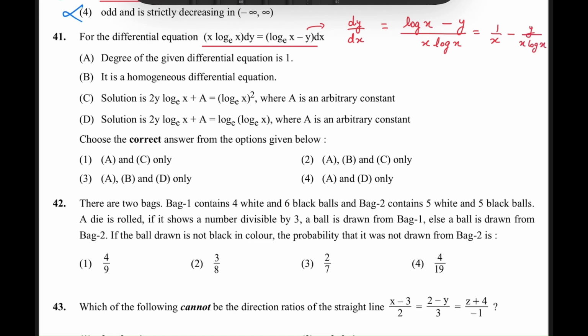Okay, so what is the degree? Degree is 1. This is a degree 1 differential equation because here the first derivative is present and its power is 1. So order 1, degree 1, right? Is it a homogeneous differential equation? No, it is not homogeneous, so option B is incorrect. How do we determine if it is homogeneous or not? If you replace x by lambda x and y by lambda y, the lambdas should cancel, right? So here if you put lambda x, lambda will not cancel out, it will remain there. Okay, so it is not homogeneous.